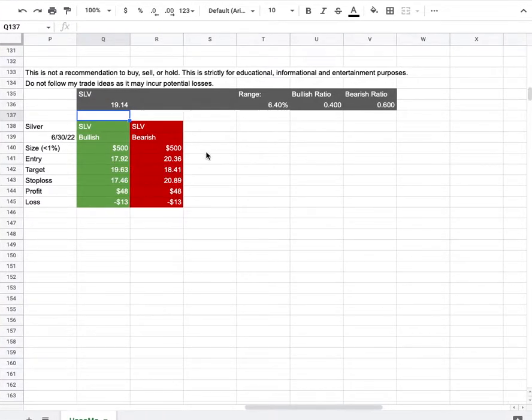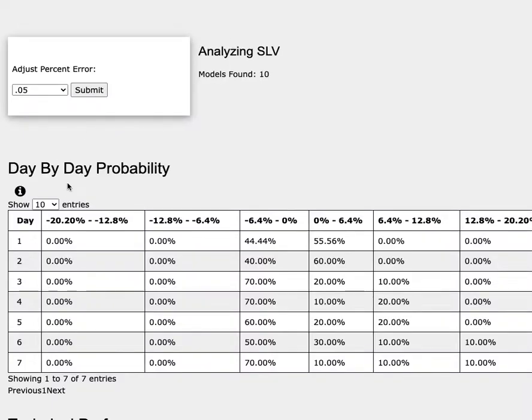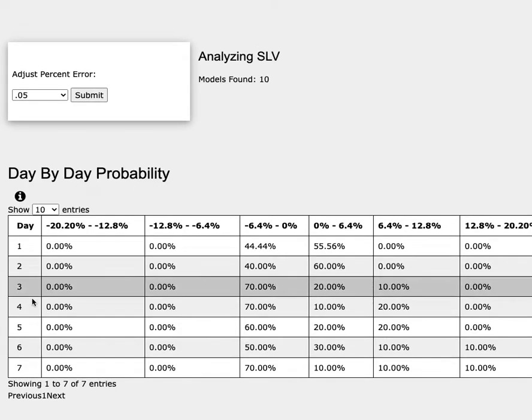So how did I develop these trade ideas? It all comes from the day-by-day probability model. As we progress to the 5th day or week of trading, silver futures has a 20% chance to climb between 0 to 6%, a 20% chance to climb between 6 to 13%, and to the downside a 60% chance to fall between 0 to negative 6%.